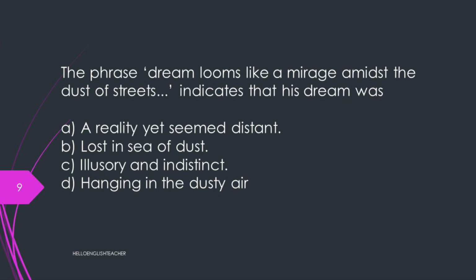So, question. The phrase, dream looms like a mirage amidst the dust of streets, indicates that his dream was a reality yet seemed distant, lost in a sea of dust, illusionary and indistinct, hanging in the dusty air. So the answer is C, illusionary and indistinct, because his family is a bangle making family and most of them follow that tradition. But he has a dream which is very different and he must take all the action so that he can fulfill it. So it is like a mirage which is very far away, which he has to achieve.